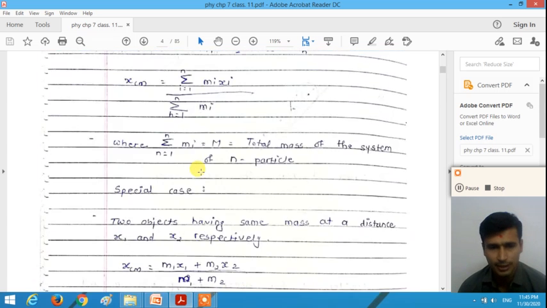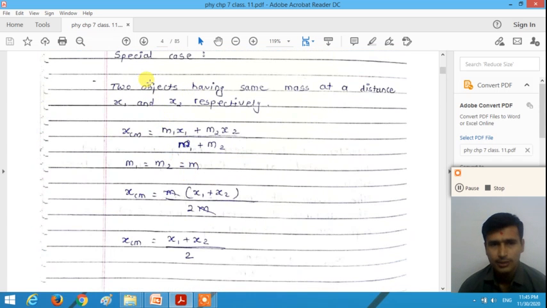Now we take one special case to calculate the center of mass. If two objects having the same mass are at distances x1 and x2 from the origin respectively. So if we consider two objects whose masses are the same, situated at two different distances, the first at a distance x1 and the second at a distance x2, right? Now, how can we calculate the center of mass? The center of mass xcm is equal to m1x1 plus m2x2 divided by m1 plus m2. But here, the masses of both objects are the same, right?